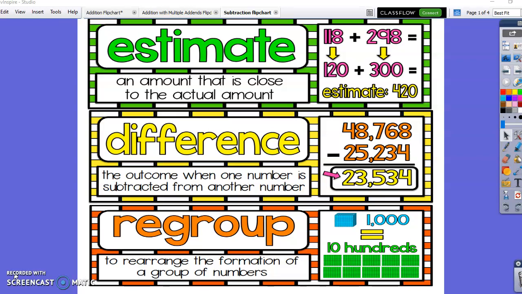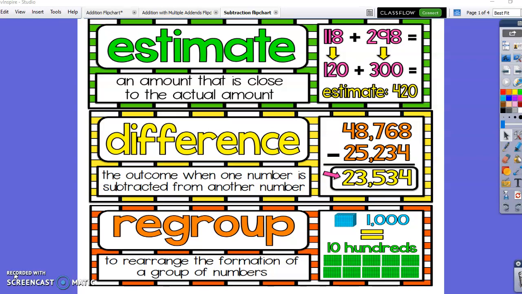So the first one that you are going to write is estimate. Estimate. An amount that is close to the actual amount. It has to do with rounding. So in your example, you have 118 rounds to 120 if you round it to the nearest 10. And 298 rounds to 300 if you round it to the nearest 10 or the nearest 100. When you estimate the difference, you get 420 as the answer.